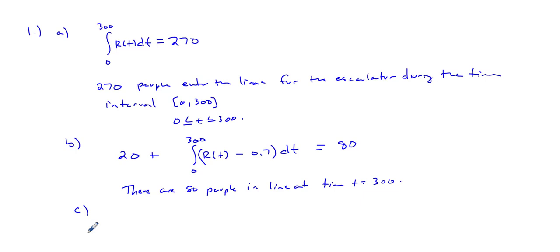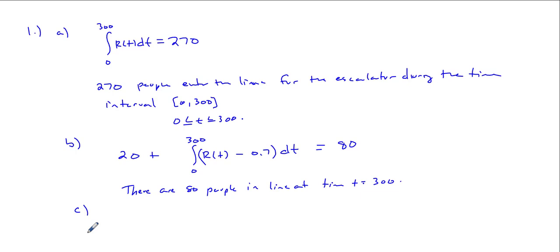Okay, guys, how many people are in line at time 300? 80. Look at your piecewise function. R of t stands for people getting in line. What's the rate at which people are getting in line after 300? 0. They shut the line down. You can't get in line anymore. Now it's just people getting off, right? What is the rate at which people leave the line?